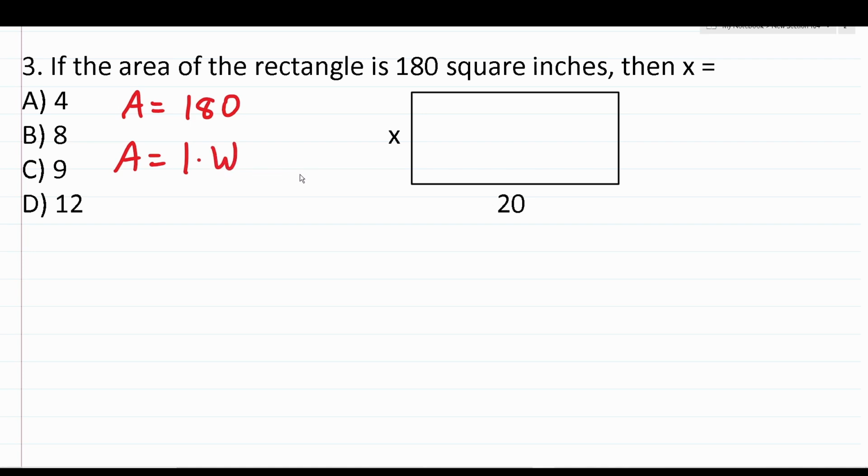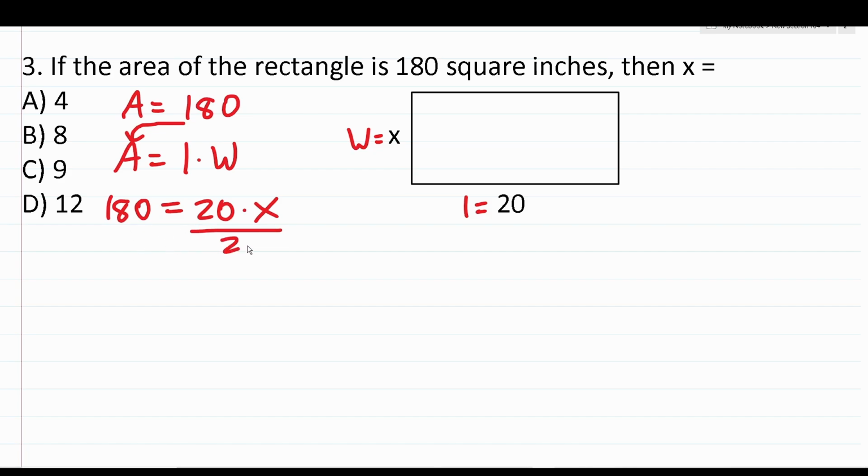And if we look at our figure to the right, you can see that our width is x and our length is 20. We're being asked to solve for x, so we're being asked to figure out what the width of this rectangle is. That's pretty easy to do. Again, since we know it has an area of 180, I can plug in 180 for a. We know our length is 20, and we know our width is x. So all we have to do is solve this equation here for x.